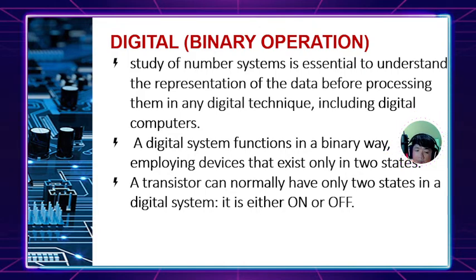For example, since we mentioned it, a transistor is an active component and can be classified as digital electronics, because a transistor can normally have two states in a digital system. It's either on or off. This is what I mean by binary. When we say binary, two states. To understand, let's go to the next slide.